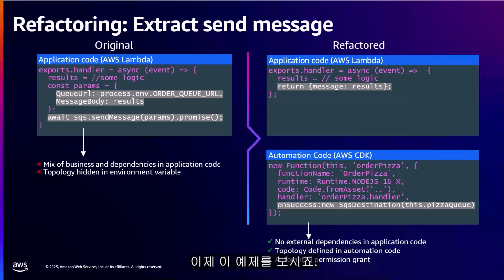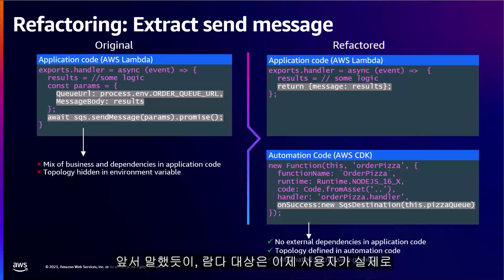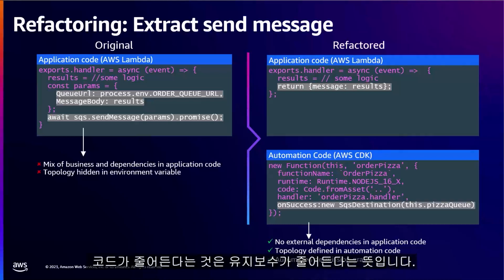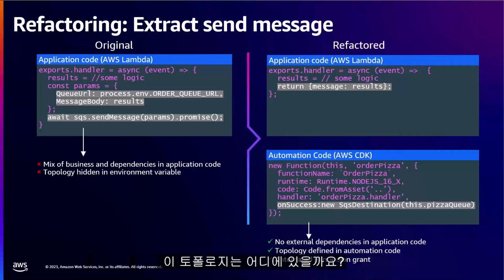Okay, where were we? So now you're looking at Lambda destinations. As we said, Lambda destinations can now send a message without you actually writing the code. So your function on the top has become small. Less code, which means less maintenance. And where is that topology? The topology is in your automation code at the bottom.